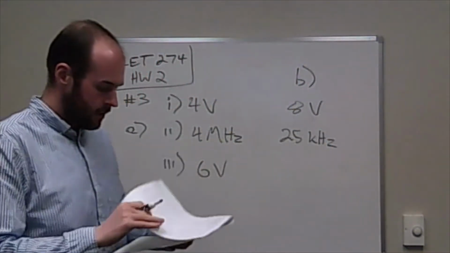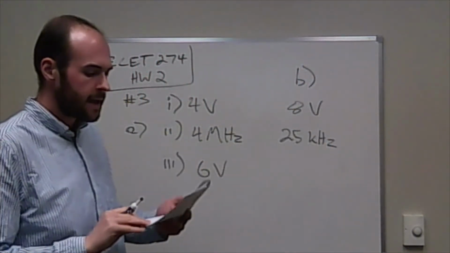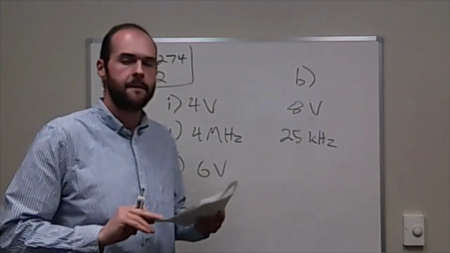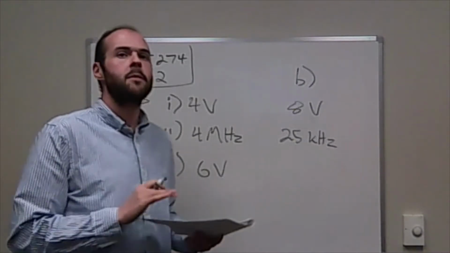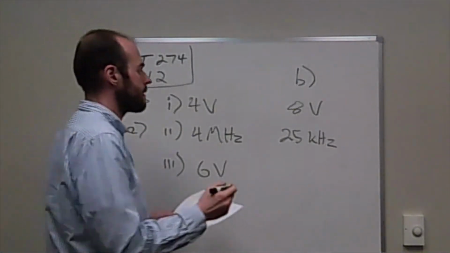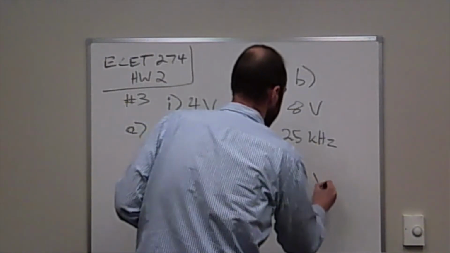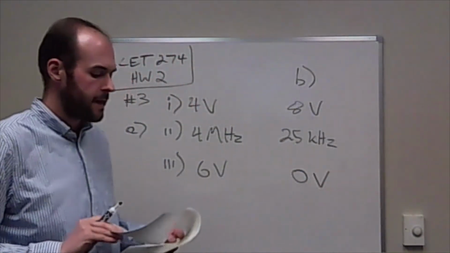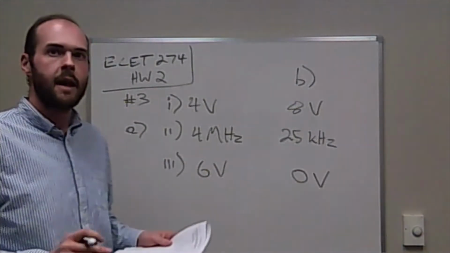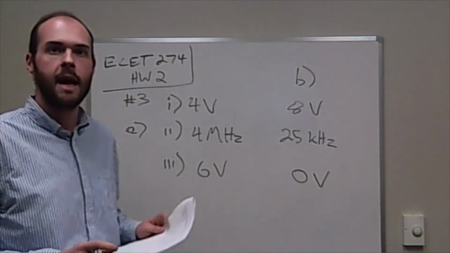And then for our amplitude at the second harmonic, we know that's going to be 2 times 25, or the amplitude at 50 kilohertz. From the plot, we can see that there is no magnitude at 50 kilohertz. So that means we have a 0 volt amplitude for that second harmonic for this particular plot. So that is the end of problem number 3 and of homework 2.